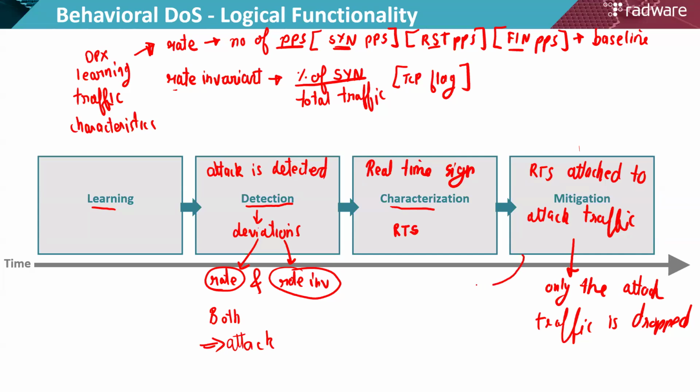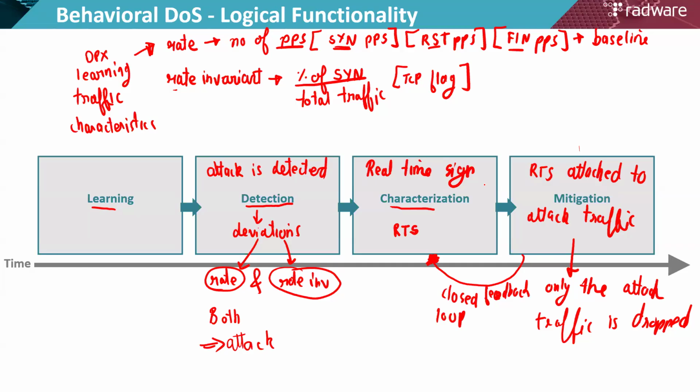That means the mitigation phase will inform the characterization phase whether the real-time signature is working properly or not. I'll explain this later as well, but just for now, remember that the mitigation phase and the characterization phase are working in a closed feedback loop. That means the mitigation phase will inform the characterization phase that the real-time signature is not working properly, so use some other parameters or make modifications and update the real-time signature. They help each other by giving feedback and getting close to the best signature possible.